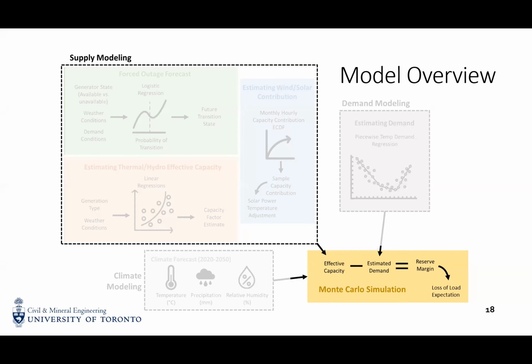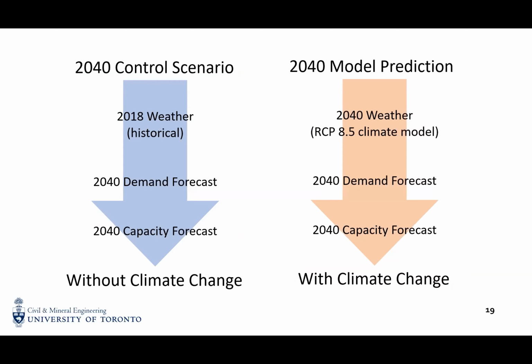The difference between the maximum effective capacity and the demand estimated here gives us the reserve margin. And if this value is negative for a particular hour, this is a loss of load. So from performing multiple iterations for every hour in the year, we can calculate this loss of load probability for each hour, and from there, the yearly loss of load expectation. So we ran the model twice for the year 2040, once as a control scenario, and again as our 2040 prediction.